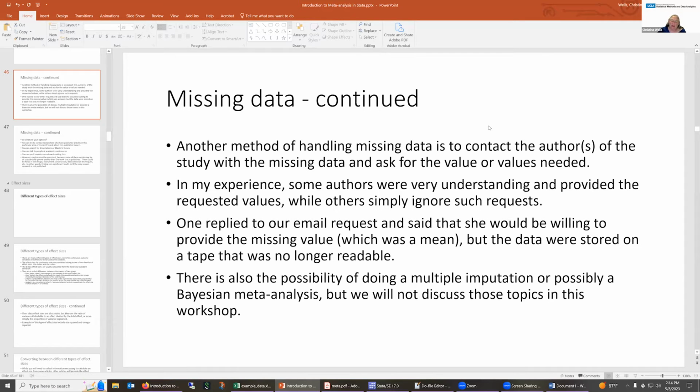We had one very kind researcher respond and said that she would be more than happy to provide us the missing value, which was a mean, so we really needed it. But the data were stored on tapes like they used to use on mainframes, and that the tape was no longer readable because it was mostly disintegrated in a closet behind her desk. So sometimes that older data come back to get you. But keep in mind when you're doing your meta-analysis that you may need to reach out and contact people. And as you publish articles, people may reach out and contact you.